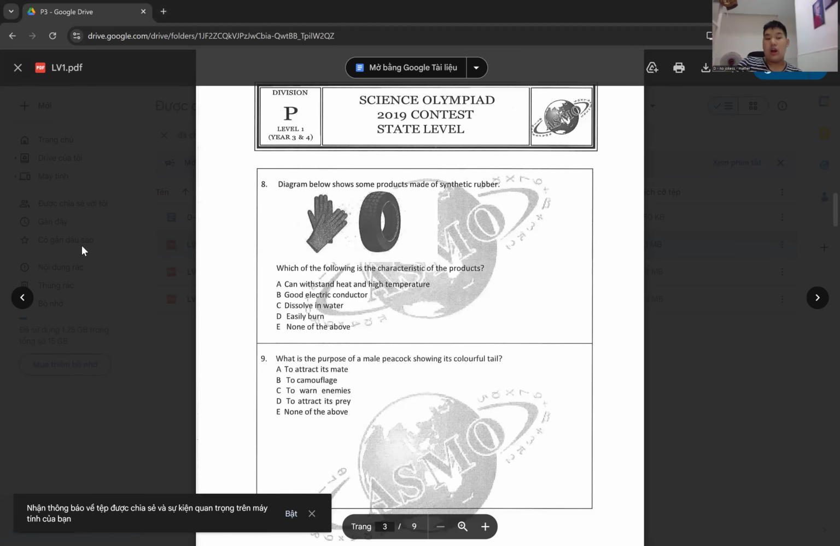A male peacock showing its colorful tail. Why is this? They just do it to attract others.